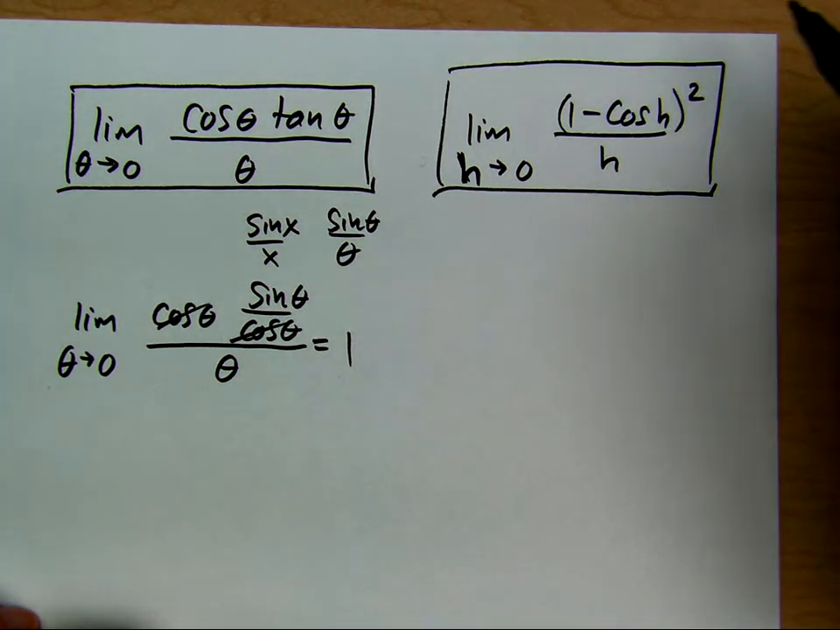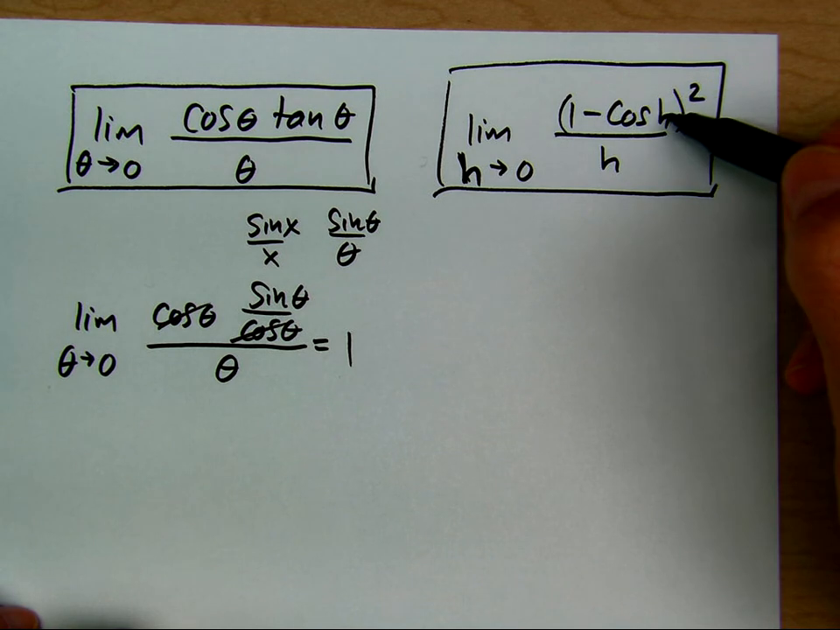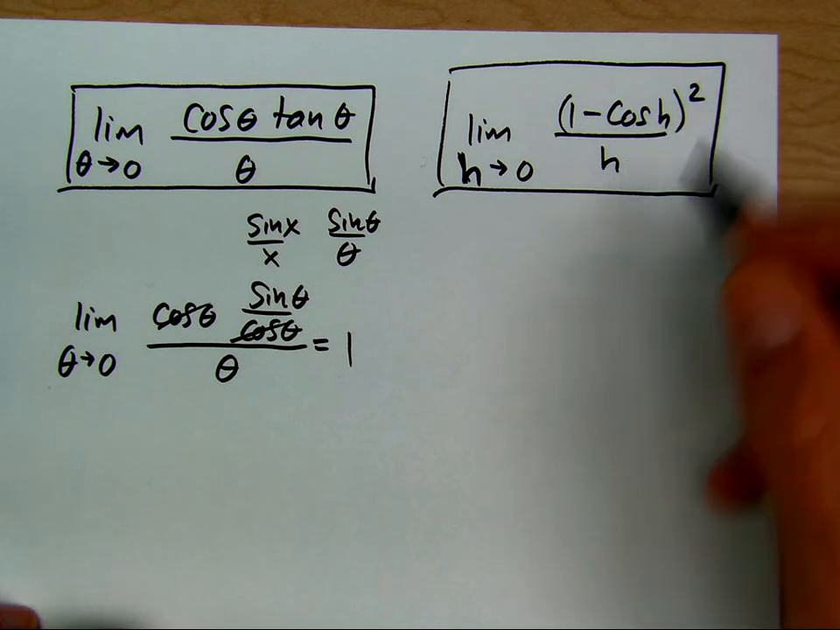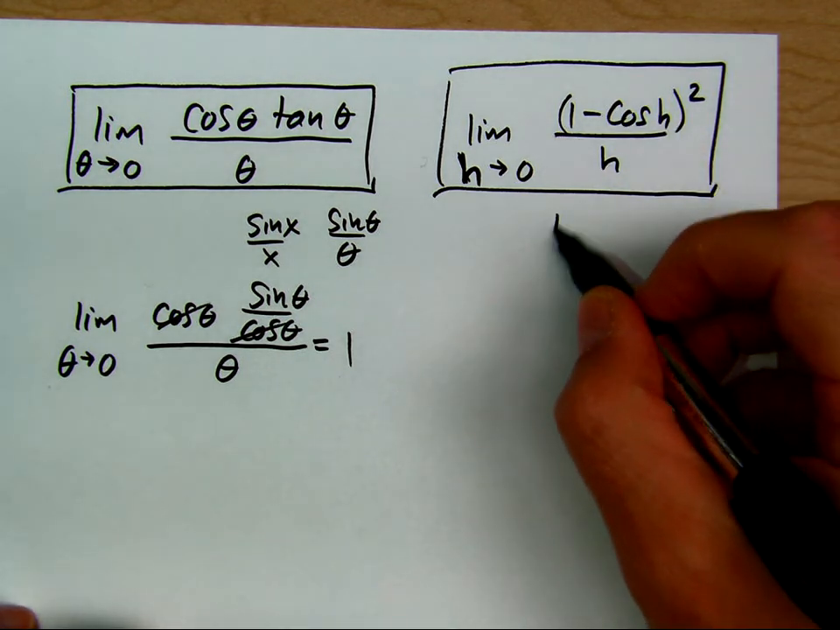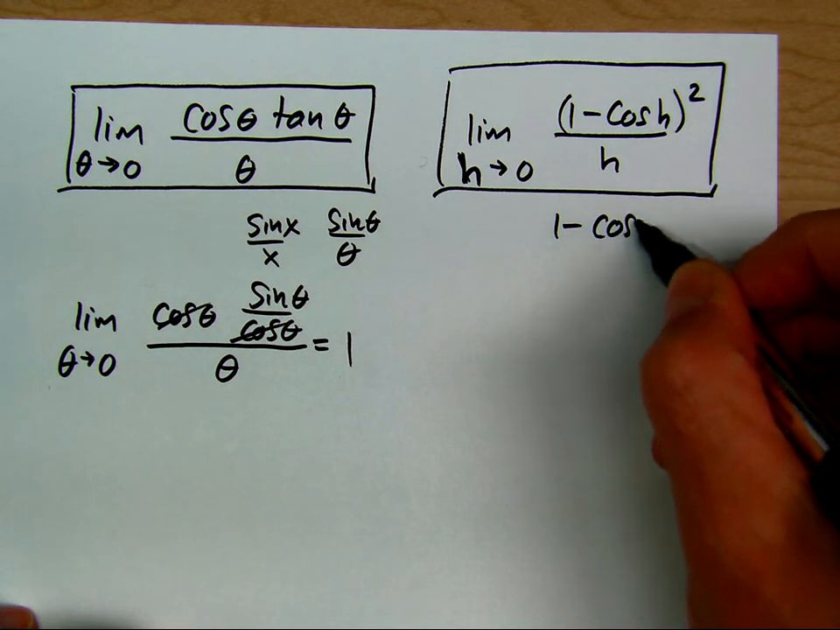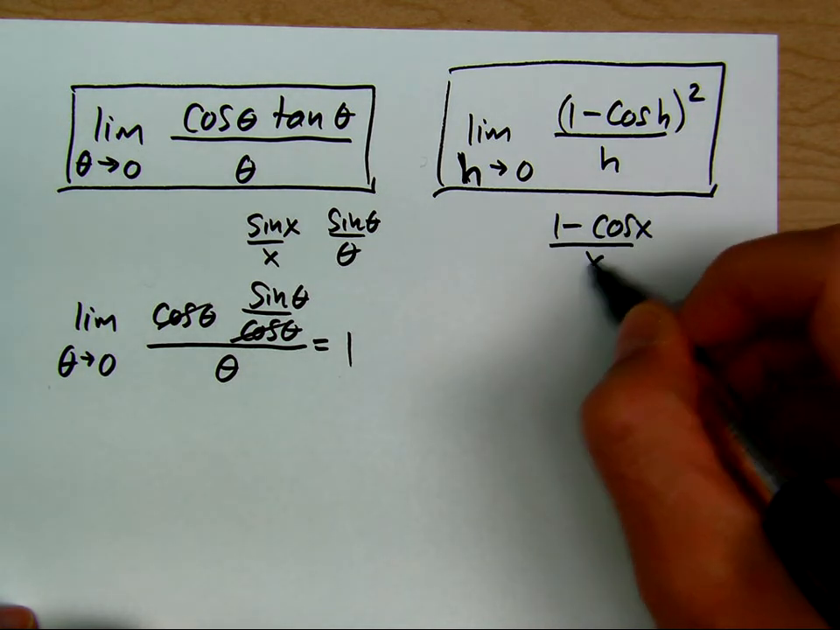Okay, if we substitute a 0 here, we have 1. 1 minus 1 is 0 over 0. That's indeterminate. So we see that cosine. We're looking for this function. We need to make this look like that.